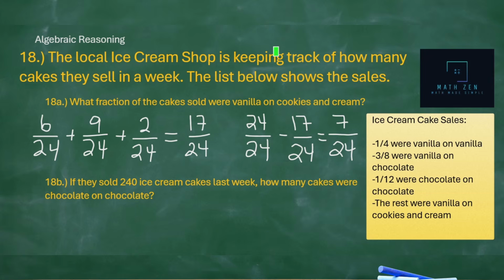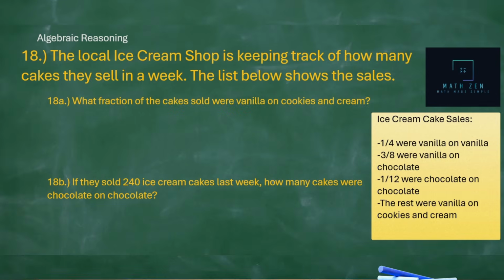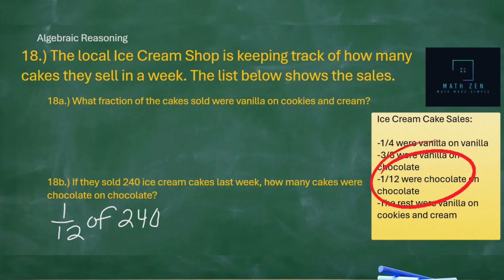Now let's move on to 18b. All right, now let's try to tackle problem 18b. Hopefully this one is a little bit easier than 18a. The problem reads, if they sold 240 ice cream cakes last week, how many cakes were chocolate on chocolate? So all we have to do here is find 1/12 of 240. And as you know, the word of just means to multiply. So what we're really solving here is 1/12 times 240.